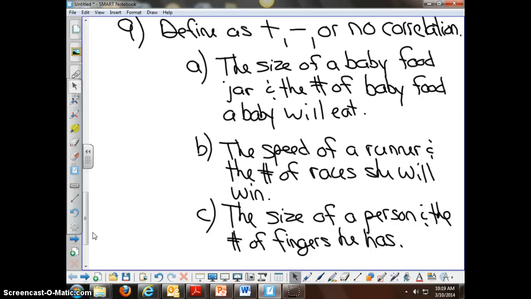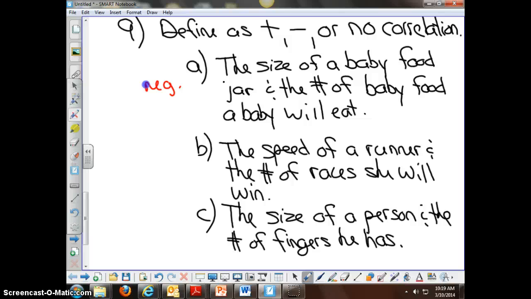First example, the size of a baby food jar and the amount of baby food a baby will eat. That's not real clear. Is that a positive? Is that a negative? Or is that no correlation? Jenna? Negative. It's a negative correlation. I agree. Can you explain why? Because as the size of the baby food grows, the baby won't be able to eat more of it, saying that it will probably be the same size.